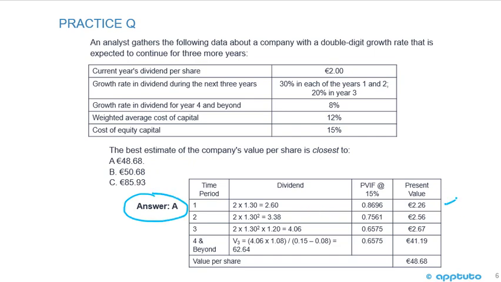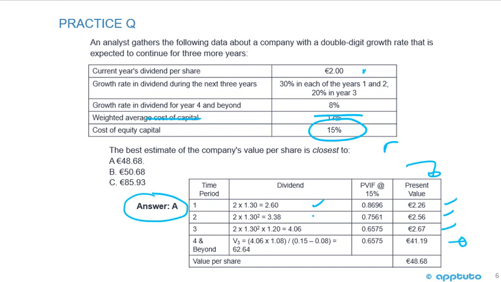We need to do the present value of the dividends plus the present value of the terminal value, okay? And we don't need the weighted average cost of capital. That's put in as red herring information. We're using the cost of equity capital. That's our R, okay? So the current dividend is €2. To get the first dividend, it's €2 times 1.3 equals 2.60. And then we're going to do the present value. We're discounting back by 15%.